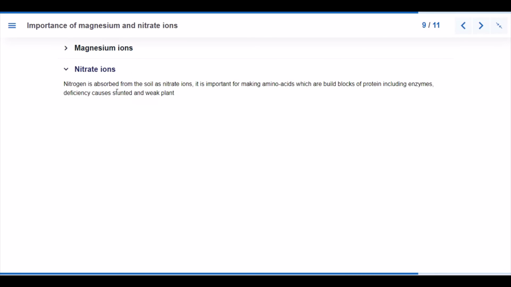Importance of nitrate ions. Nitrogen is absorbed from the soil as nitrate ions. It is important for making amino acids, which are building blocks of protein, including enzymes. Deficiency causes stunted and weak plants.